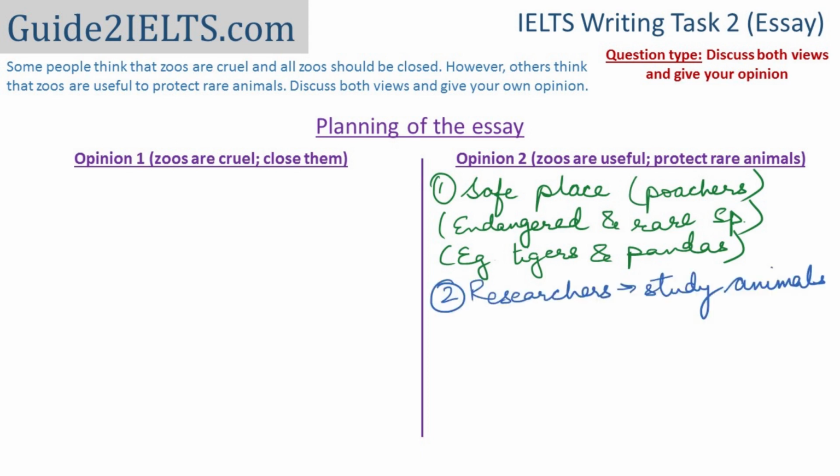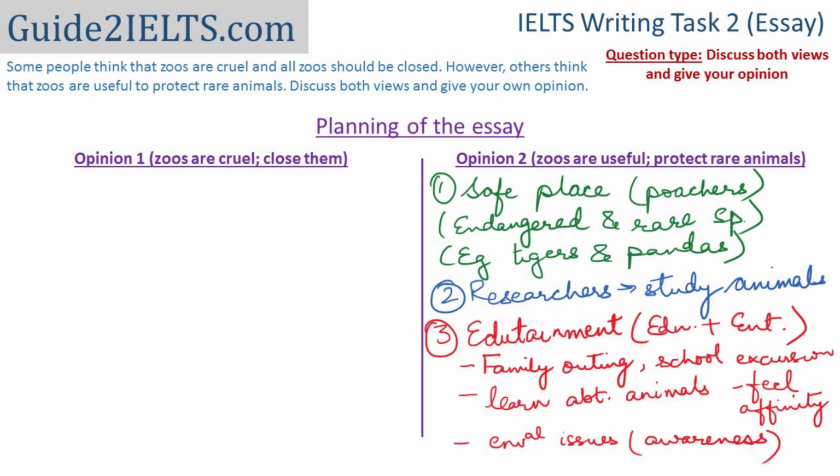The second point can be about research. They are a good place where scientists can research animals. And the third point could be about edutainment. So edutainment means education and entertainment together. You can always choose to have two different points of this, one of education, one of entertainment. I've consciously decided not to do so here because I feel I already have enough points, so I can club these two points together. So the third point for benefits of zoos includes edutainment.